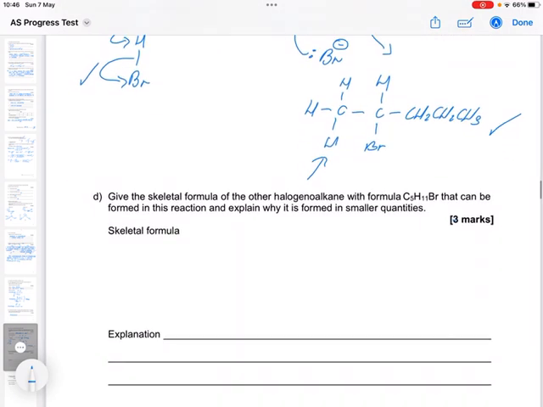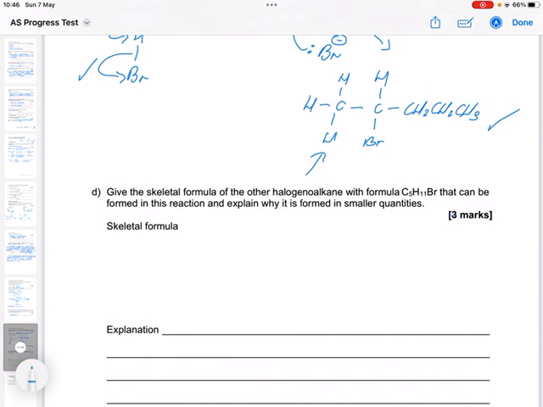Okay, so give the skeletal formula of another halogenoalkane that can be formed, but in smaller quantities. So this is going to be where the bromine is in this position over here. Let me do the carbons first: 1, 2, 3, 4, 5, and then I need to put my bromine on carbon number 1. Beginning or the end doesn't really matter. So my bromine will go on that one there.